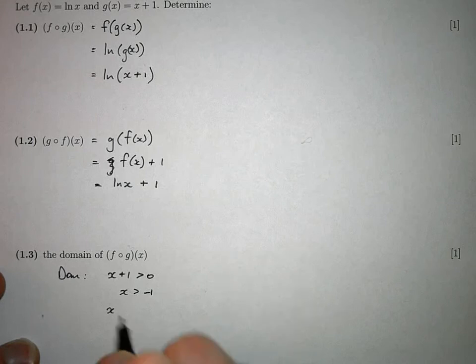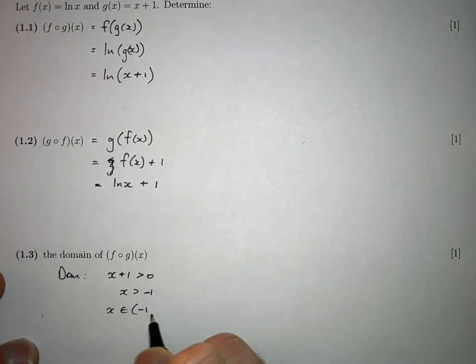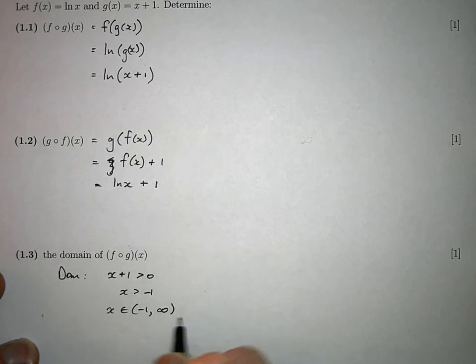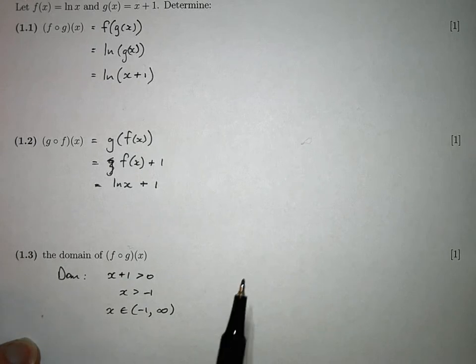Or if we write it in interval notation, you've got x as an element of minus 1. Note the round bracket because we're not including minus 1, all the way up to infinity, open bracket, because infinity is not a number. That was a very nice easy 3 marks if you know how to do composition of functions, which you all should.